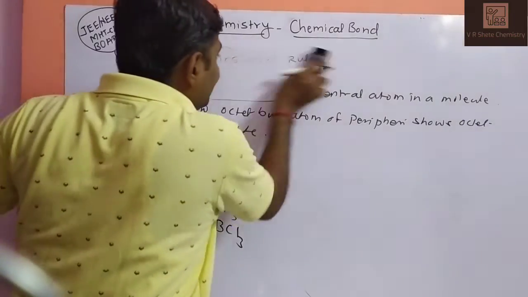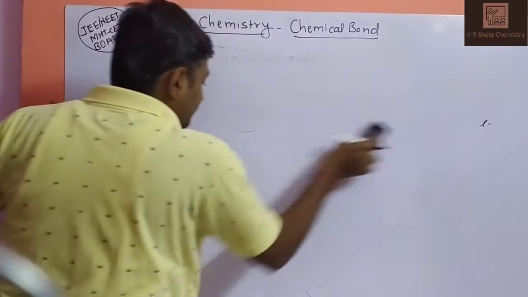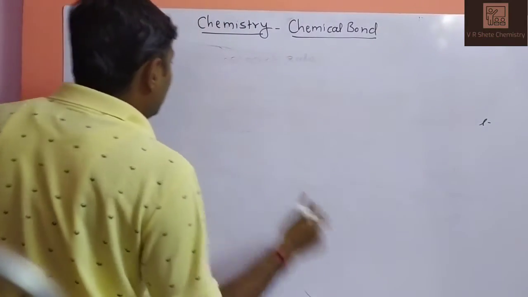Second example, that is limitations of octet rule. Expanded octet.